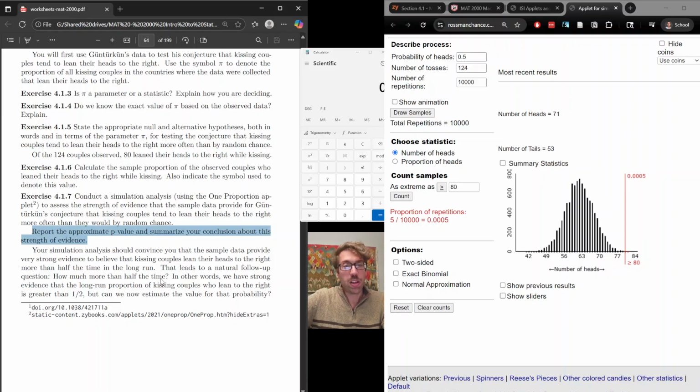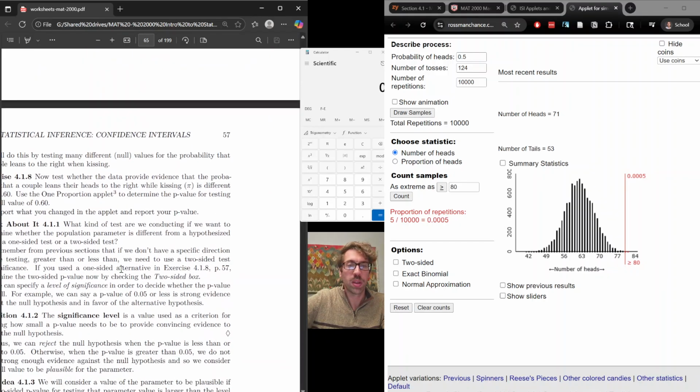This leads to a natural follow-up question. How much more than half the time? In other words, we've got strong evidence that the long-run proportion of kissing couples who lean their head to the right is greater than 1/2. But can we now estimate the value of that probability? Let's see.